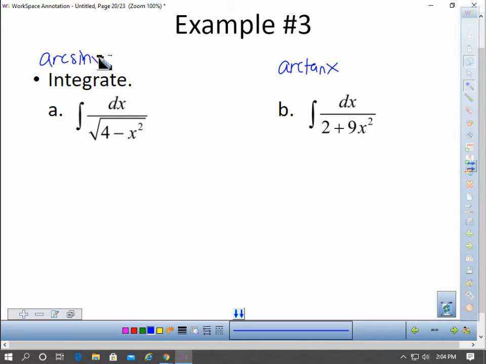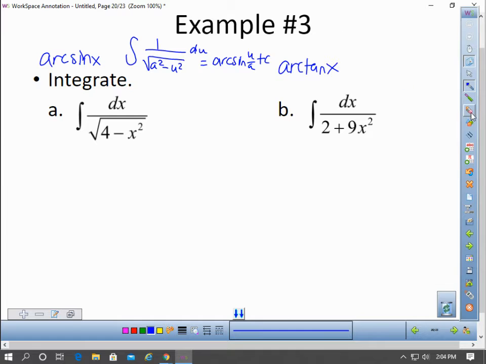All right, so what is the rule for the arcsine? We need to make it look like 1 over the square root of a squared minus u squared, and then the du. Okay, so that's what it should look like. And then the answer will end up being arcsine u over a plus c. Okay, so I'll erase that. We'll remember that. So this is what we're trying to do. So when I compare this, I need to figure out what is my a, what is my u, and what is my du. Those are the 3 things I need to figure out.